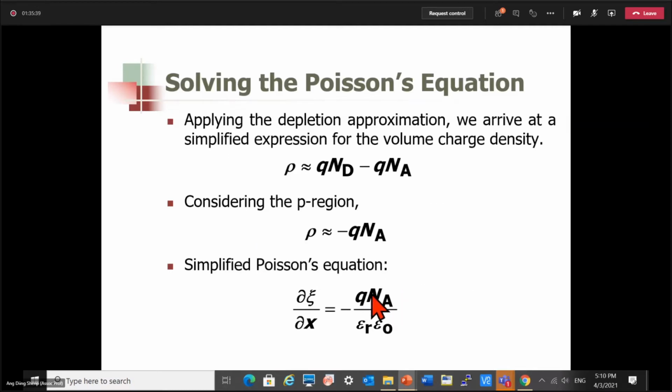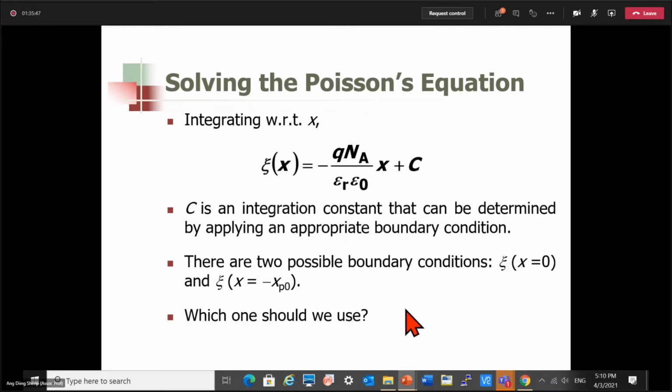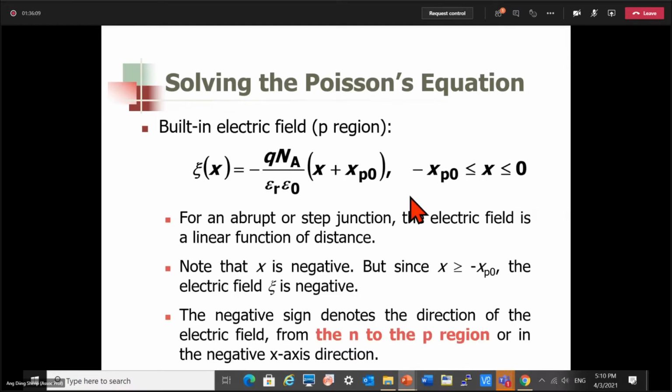If you approximate NA as a linear function of distance, if you try to integrate to solve this first order differential equation, on the right side, you will get a second order function in x. In other words, you will get x squared instead of x. Okay, so the mathematics will be slightly more complicated, right? So to simplify the mathematical derivation, we will assume an abrupt or step junction. So I hope you know the rationale behind this assumption now.